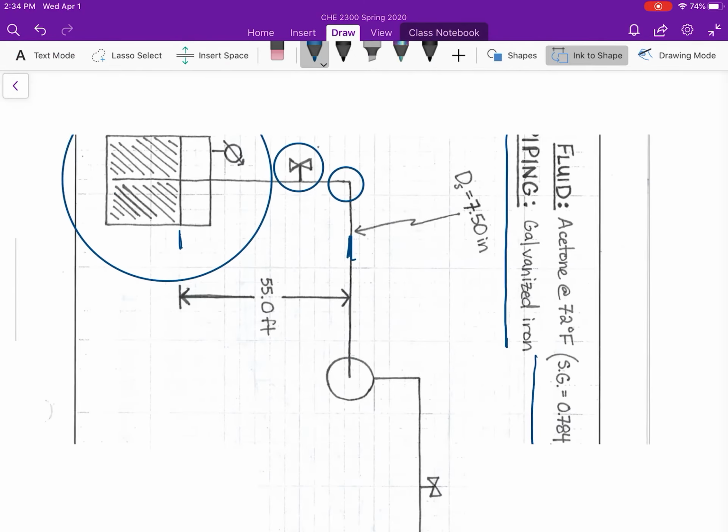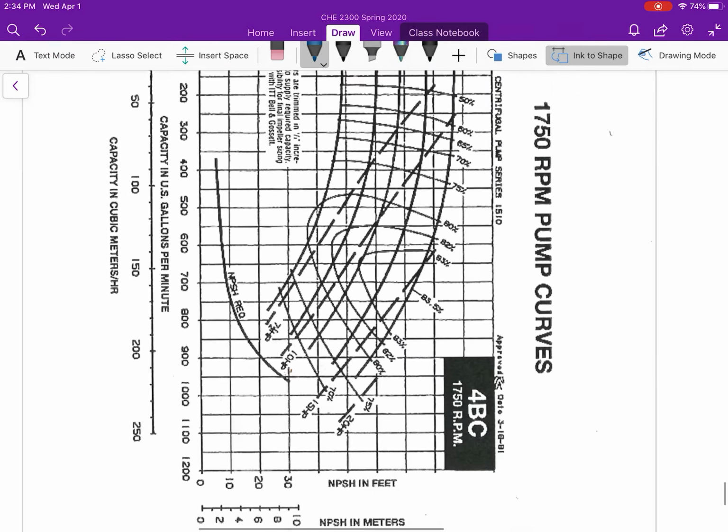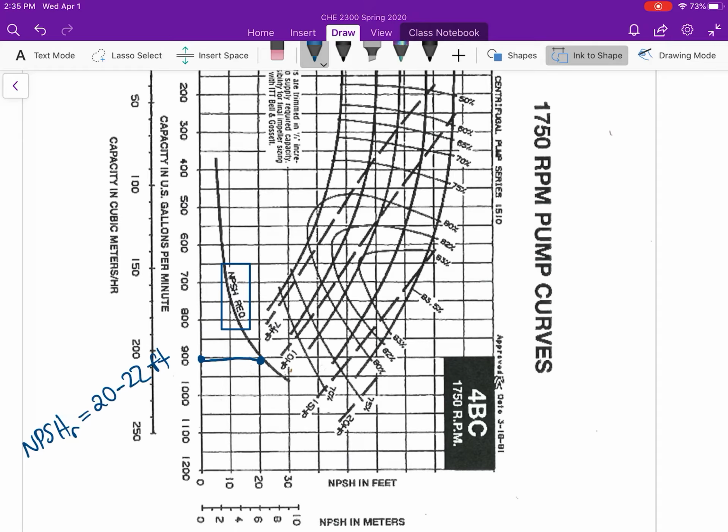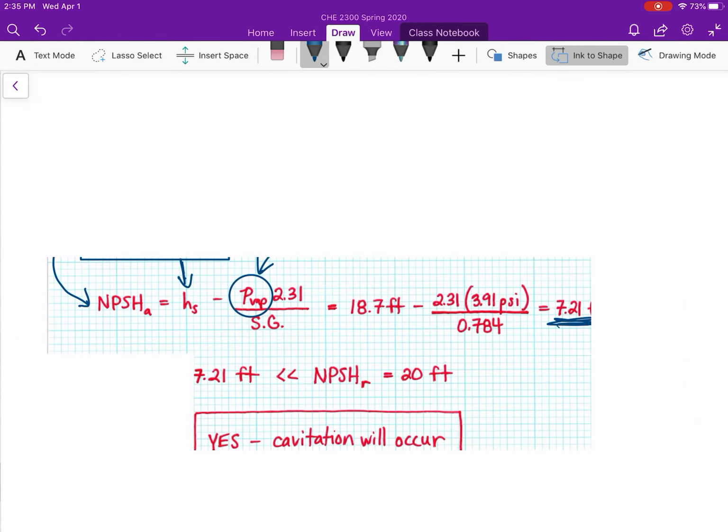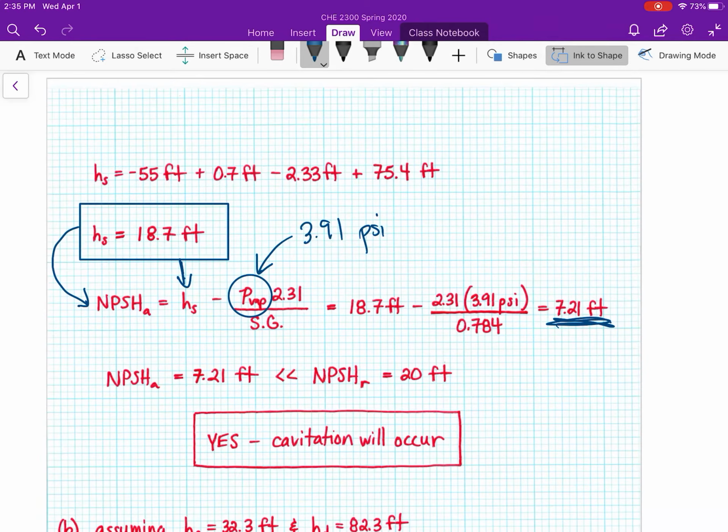So, the last thing I need to do is I need to come over to my chart at 900 gallons, move up to the curve for net positive suction head required, and I get a net positive suction head required somewhere between 20 and 22 feet. So I take that 22 feet, I put it into my equation, right?